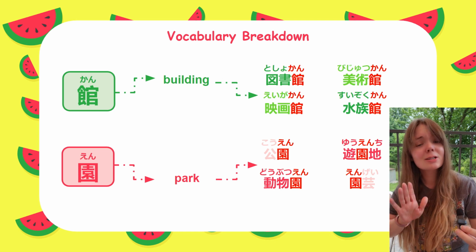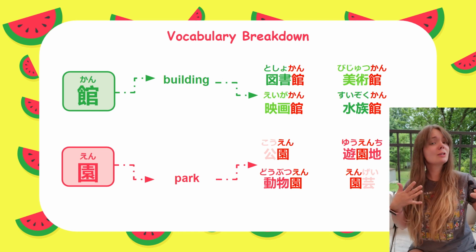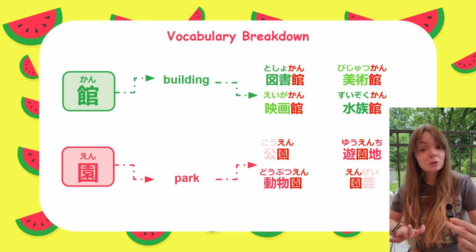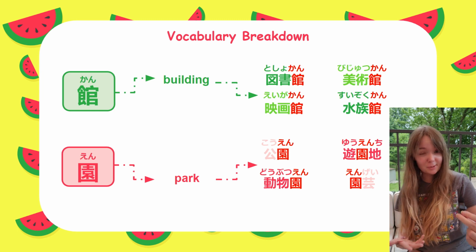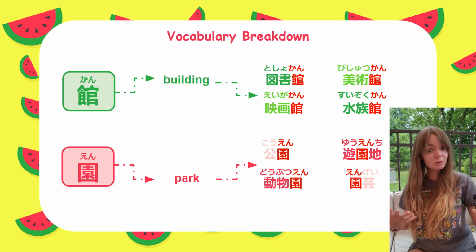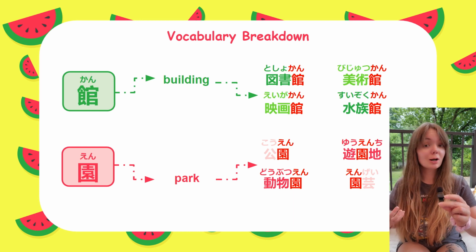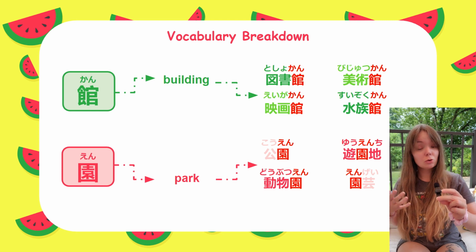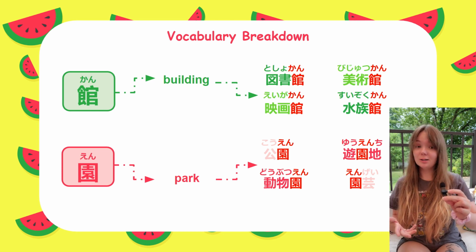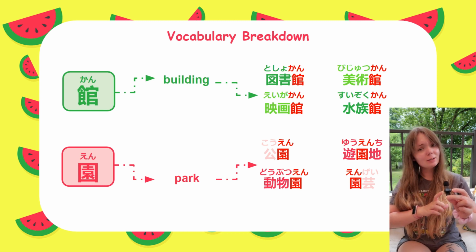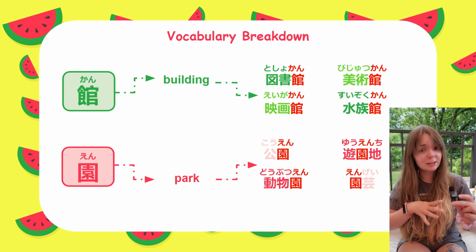I know that kanji is scary. It is. There's a lot of it. But it's very logical. And it works similar to how we use suffixes and prefixes in English. For example, the kanji for kan means building. And if you look at the word としょかん, which means library, it's made of the word 図書, which means books, and then kan, which means building. It is literally a book building.